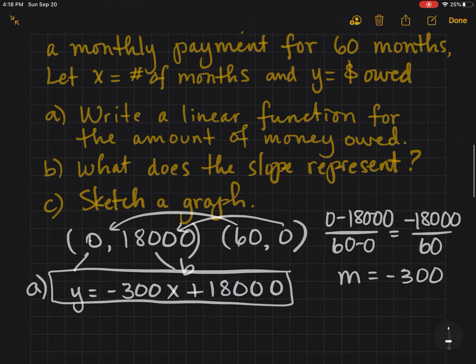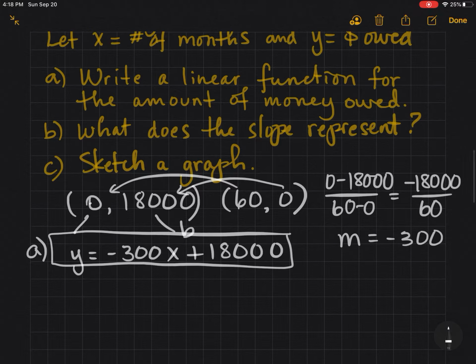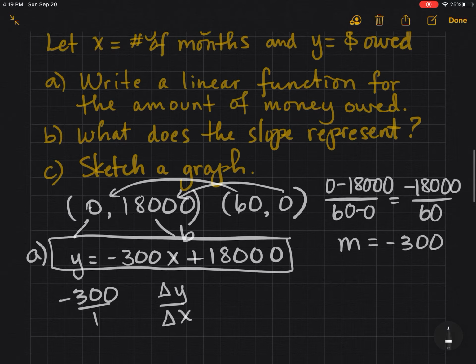This is the answer to part A. That's a linear function. Now, what does the slope represent? Negative 300. Negative 300, I'm even going to put it over 1. Remember, it's the change in y over the change in x. And we define y as being the money owed. And that's 300. So that's money owed.